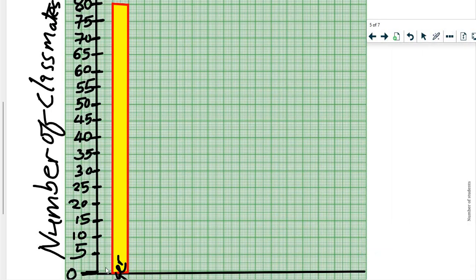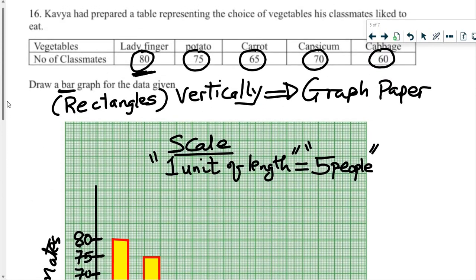Take your scale, leave a gap of one box. So 75 from here. Go all the way up. And then go this way. And then go down and close it. So you have this, which we call potato. Let me keep on drawing rectangles, then I'll label later.